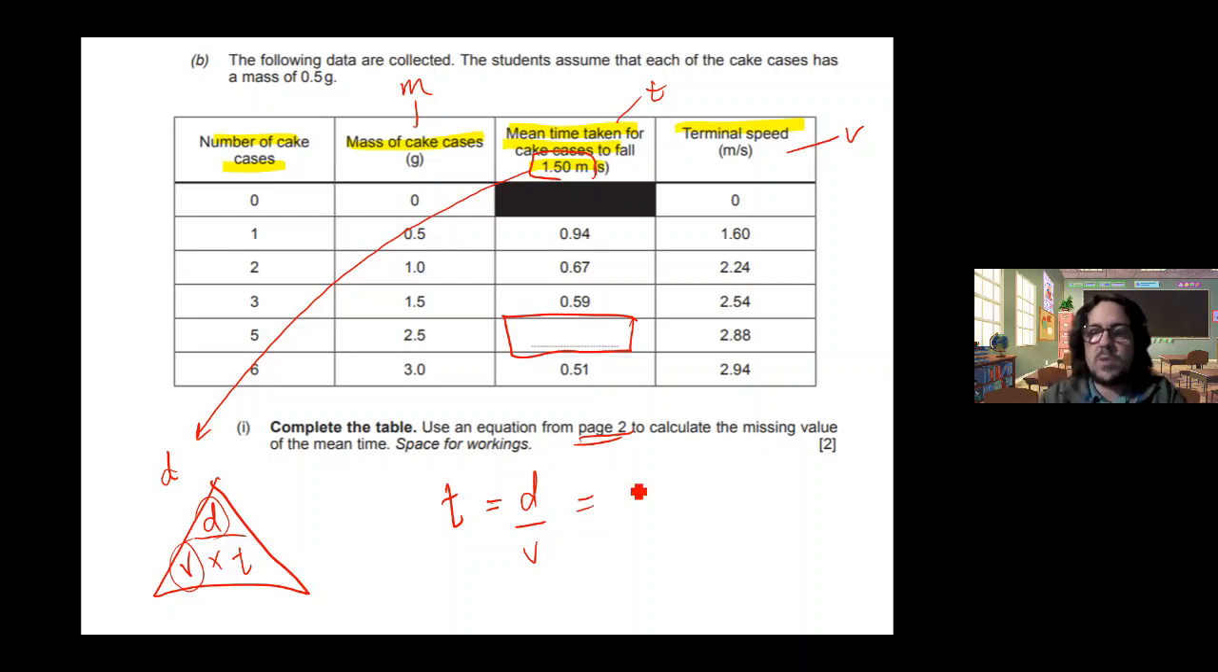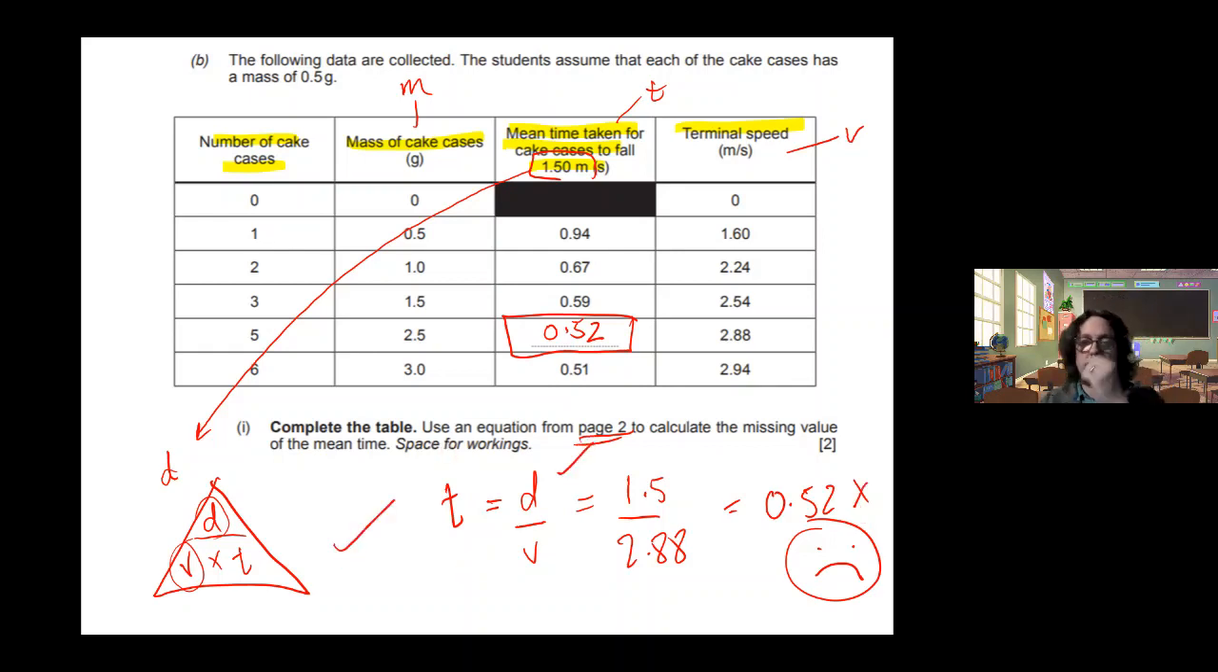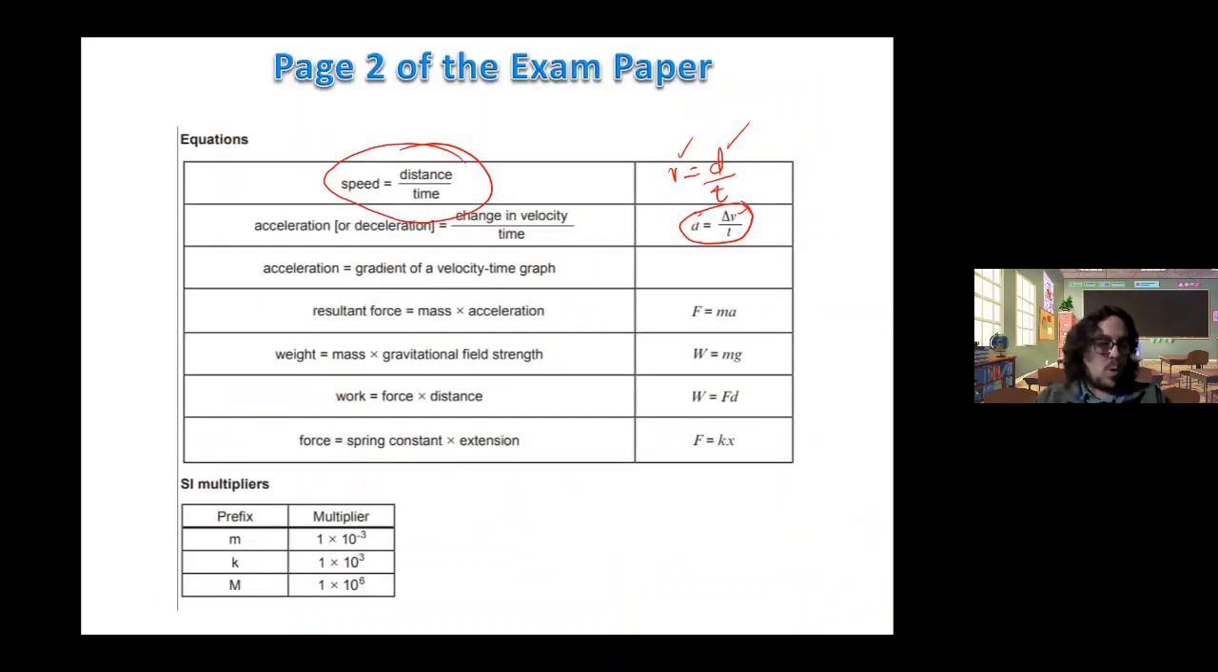The distance in this question was 1.5. Now the velocity for K cases is 2.88. So we end up with 1.5 divided by 2.88, which equals 0.52. Now, one little thing, don't forget to put it up here. Don't just leave it down here, or you might lose a mark. But if you show your work in, you're going to pick up marks anyway. Awesome. Let's continue on.